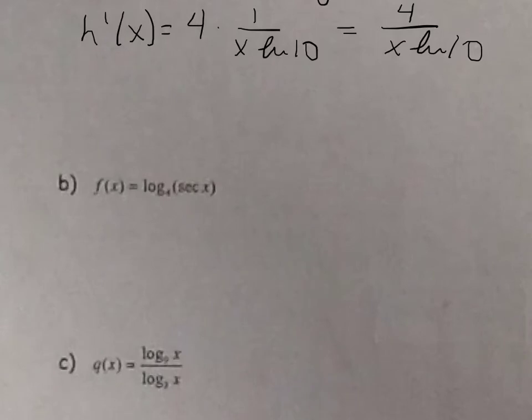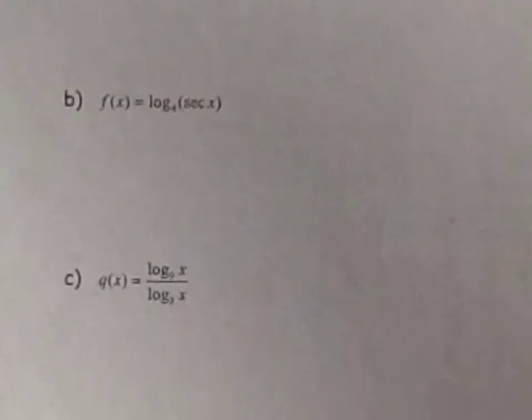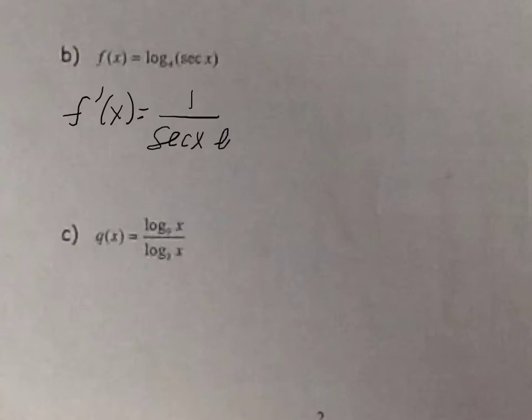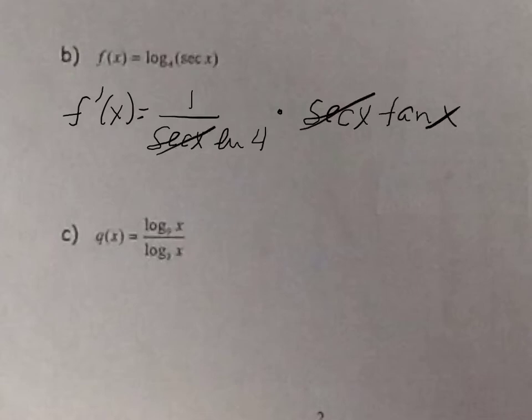The second example, part B, again, we're just going to be using the formula. I don't think we can simplify. So f prime of x, in this case, is going to be 1 over secant x ln of the base, which is 4, times, we're applying the chain rule, the derivative of secant, which is secant x tangent x. Simplify your answer and you're ready.